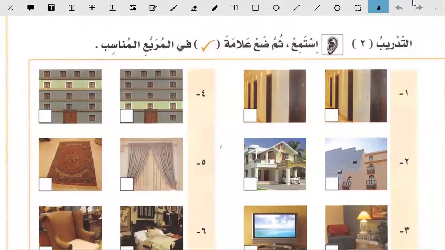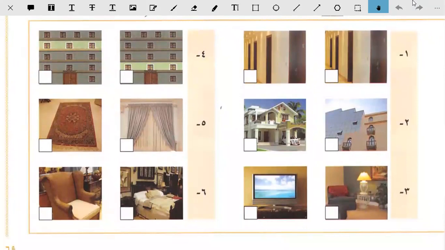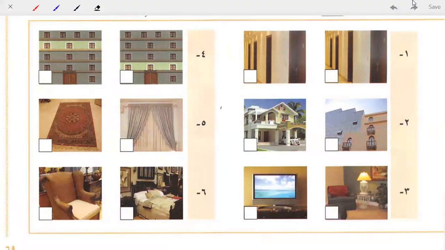At-tadribu al-thani: istami' summa da' alamat as-sahiha fil murabba' al-munasib. Listen and put the check mark in the appropriate box. Again, I will say a sentence like fi shakkati arba'u ghurafin, so you put a tick mark on this one. Next we have Askunu fi shakka.